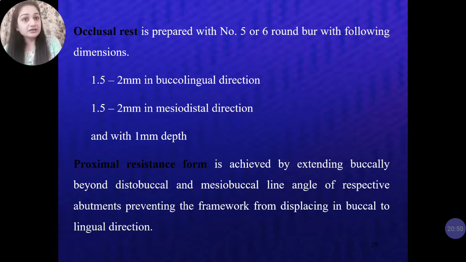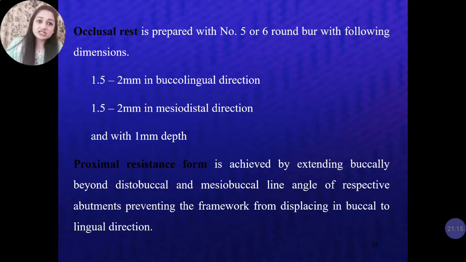For the posterior teeth, the occlusal rest is prepared. The occlusal rest is prepared adjacent to the missing tooth, 1.5 to 2 millimeter in buccolingual direction, and the same 1.5 to 2 millimeter in mesiodistal direction, and the depth should be minimum 1 millimeter. The proximal resistance form is achieved by extending buccally beyond the distobuccal and mesiobuccal line angle of the respective abutments, preventing the framework from displacing in buccal to lingual direction.